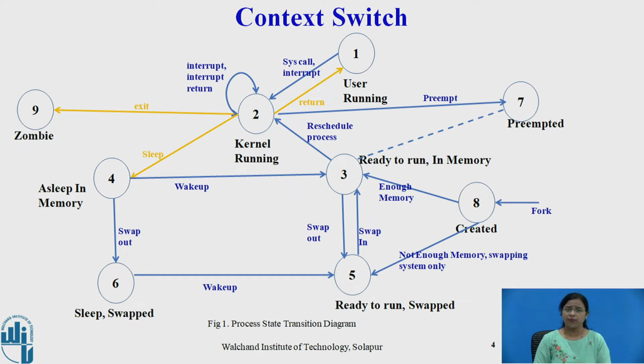Now as we know, this is the process state transition diagram. In which cases does a context switch occur? As shown here, the context switch occurs whenever a process is returning from kernel mode to user mode, whenever a process exits using the exit system call, or whenever a process switches from kernel running mode to sleep in memory. So in these three cases the context switch occurs.